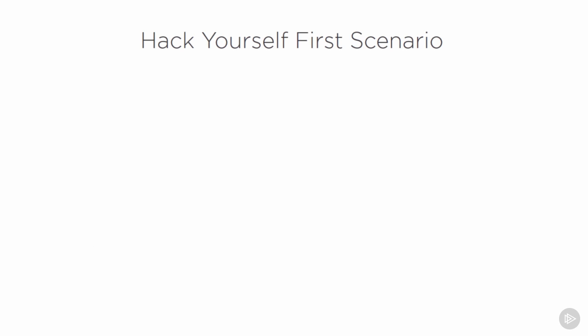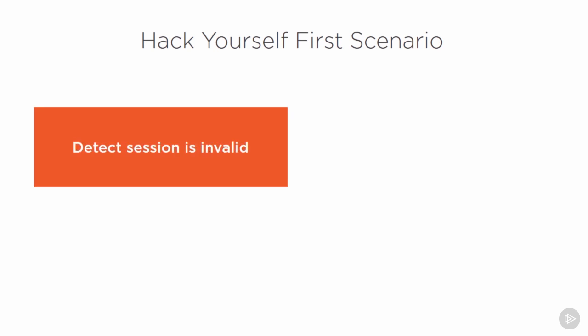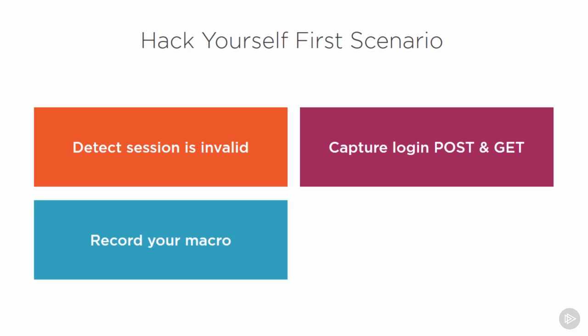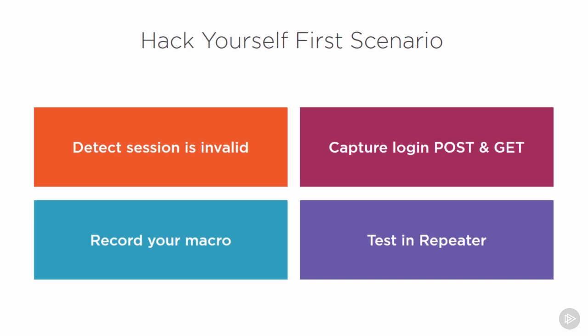I want you to feel confident when you write your very first macro. The macro you're going to be building follows very closely on the first demo that I showed you. You're going to detect that a session is invalid or run your macro straight away. You're going to capture a POST as well as the following GET. You're going to identify the particular steps that you want recorded in your macro, and then you should go ahead and use Repeater to test that macro out and make sure that it works properly.